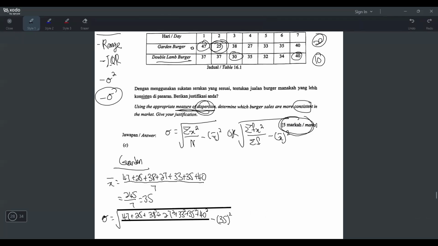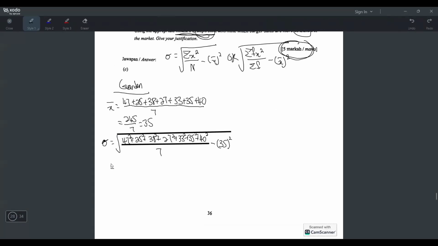That's all, right? Because the formula is you have to take the sum of all the data squared. It means you have to square everything and then take the sum, divide by n, which means divide by 7, and then minus the mean, 35 square. So let's press 47 square plus 25 square plus 38 square plus 27 square plus 33 square plus 35 square plus 40 square. My calculator gives me 8921 over 7. And then minus 35 square.